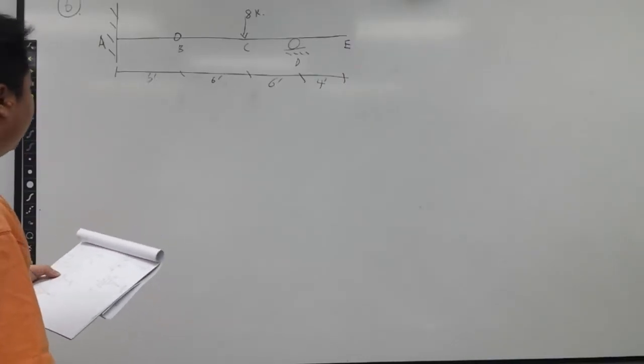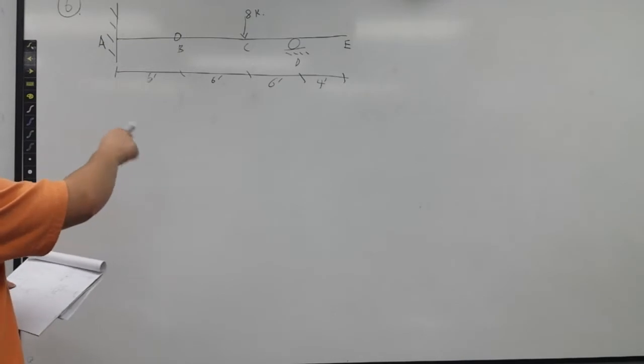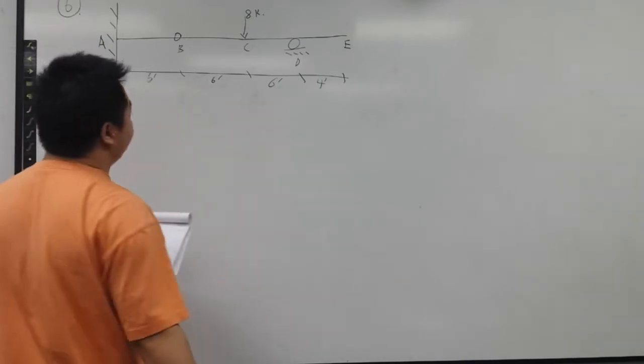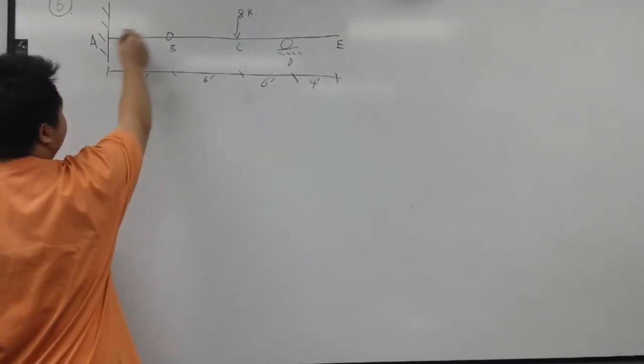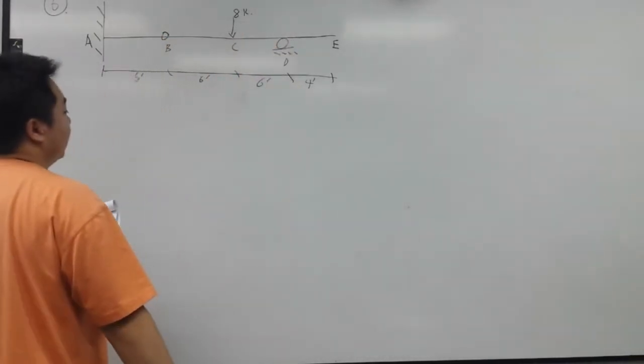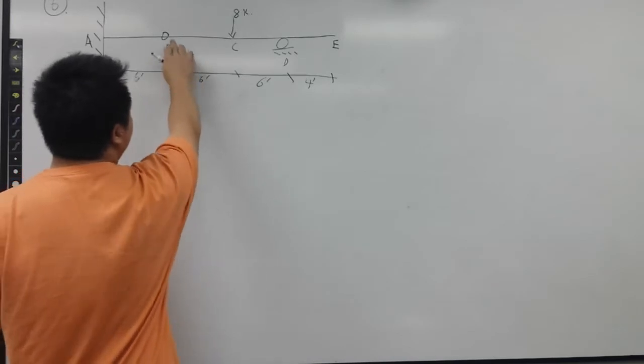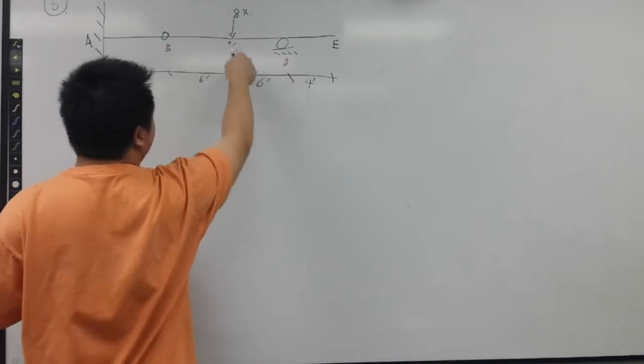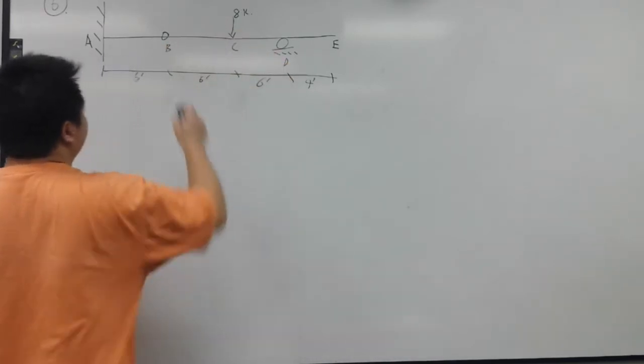Go. So first step, this is number 6. First step, we have to find the reactions. We have fixed, hinge, pull node, and then roller. The distance between the hinge and roller is 12, and the pull node is acting at the center. So we're being cut at this point.